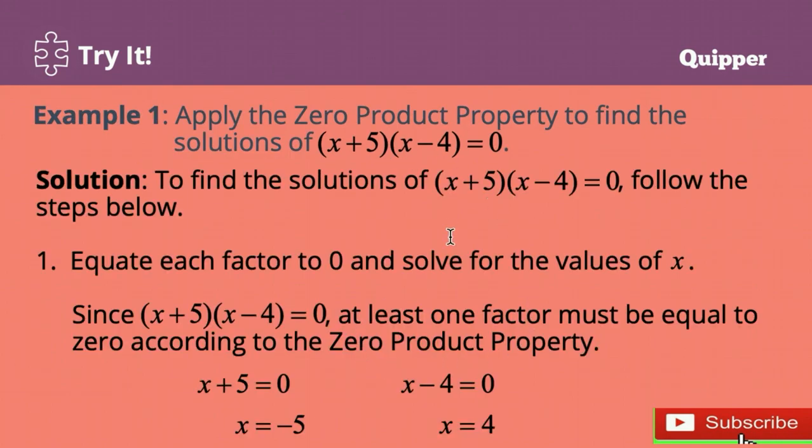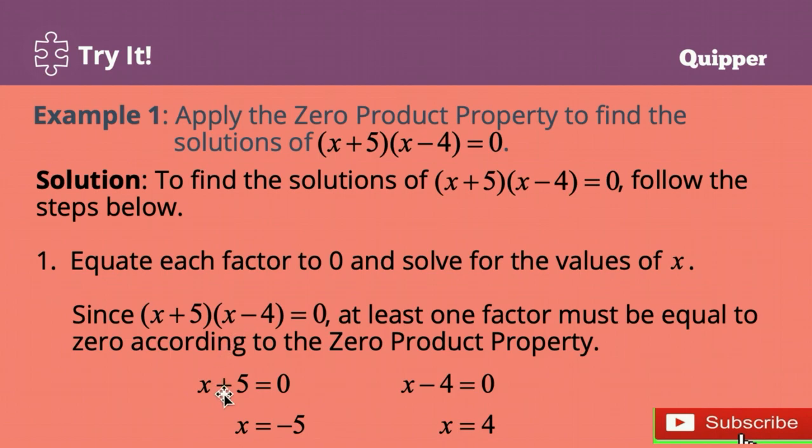To find the solutions of x plus 5 times x minus 4 is equal to 0, we are going to follow these steps below. First, equate each factor to 0 and solve for the values of x. Take note there are two factors here, x plus 5 and x minus 4. We are going to equate both to 0. Since x plus 5 times x minus 4 is equal to 0, then at least one factor must be equal to 0 according to the zero product property.